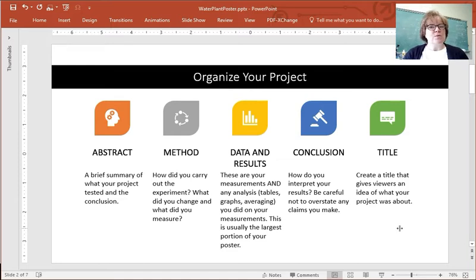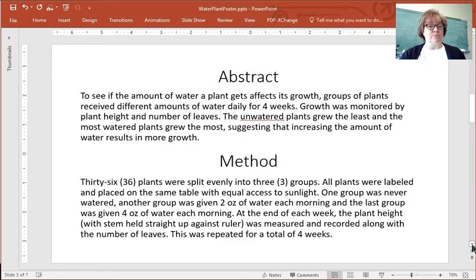And then we want to come up with a title. Sometimes I put the title last, because sometimes coming up with the title is what you do after you've organized your information and you really see how it all comes together, and you come up with a good title that's informative for the viewer. All right, so I'm going to show you what I did with my project.